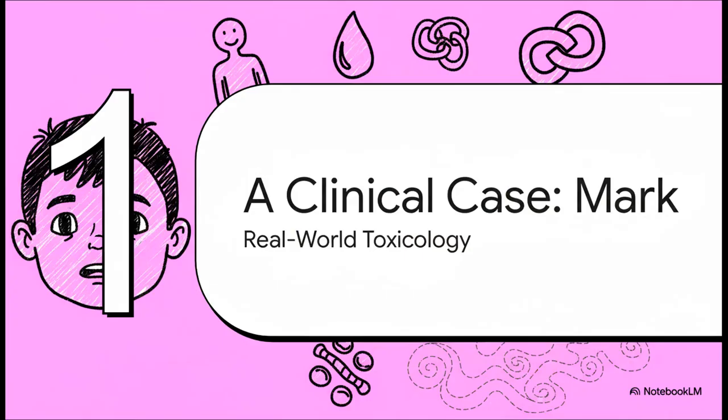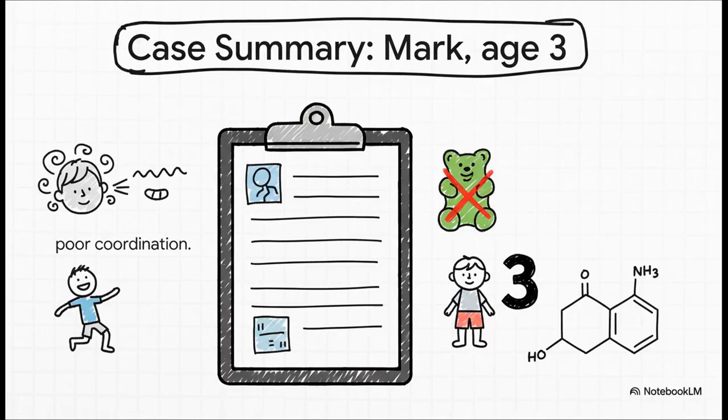All good toxicology starts with a real person, and our case today is a 3-year-old boy named Mark. This isn't just some abstract problem, it sets the stage for every single biological process we're about to dive into. So, Mark gets rushed to the ER, and he's showing some really scary symptoms. He's confused, his speech is slurred, he can't coordinate his movements. It's quickly confirmed that he accidentally ate some cannabis edibles. Now for us, two things are absolutely critical here. His age, just 3 years old, and the specific substance involved, the xenobiotic, THC.